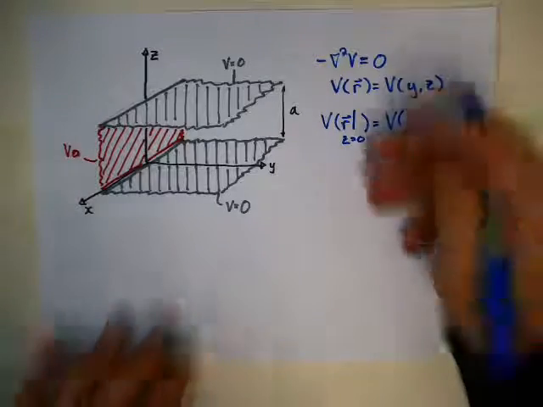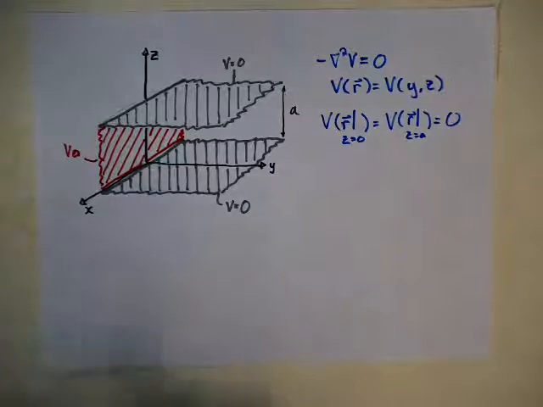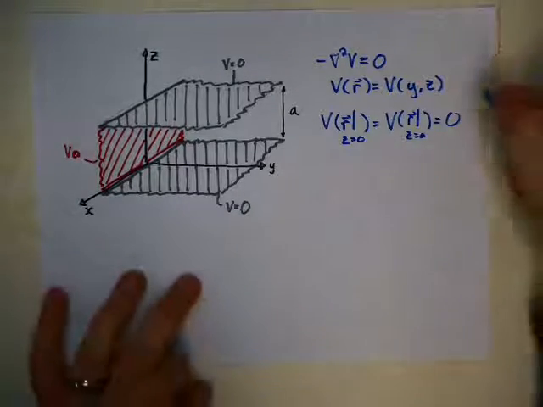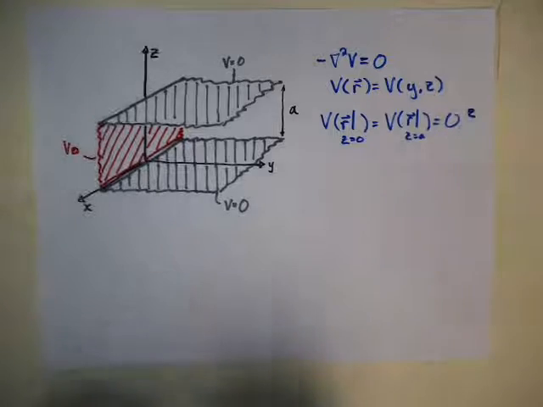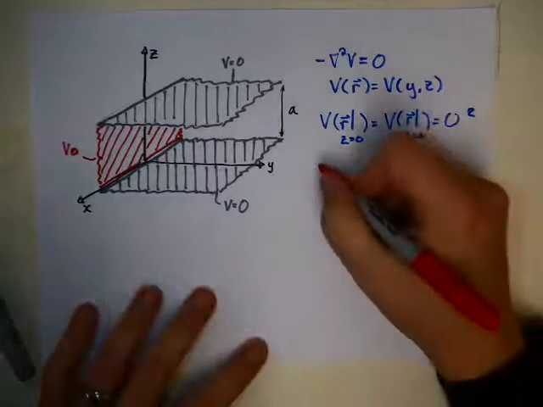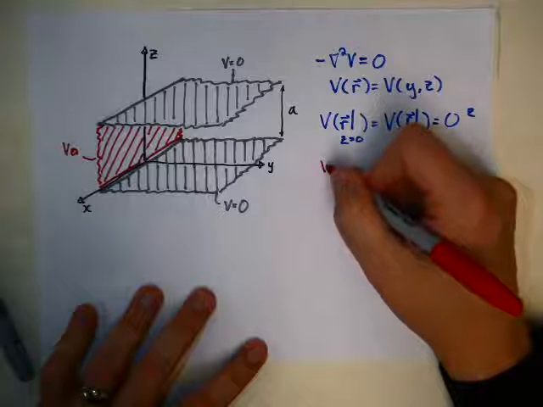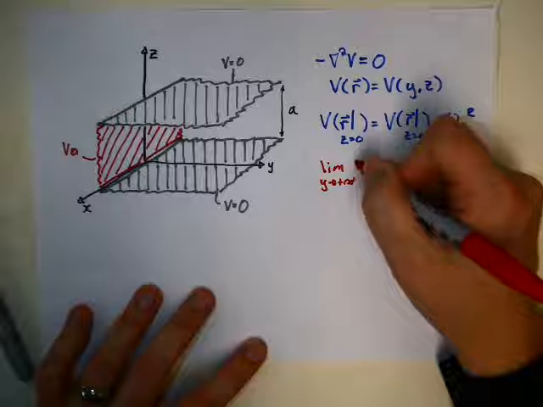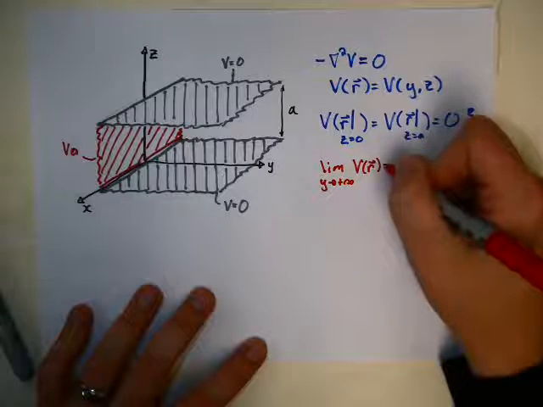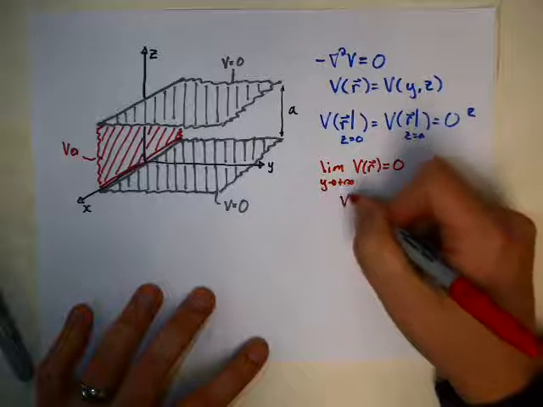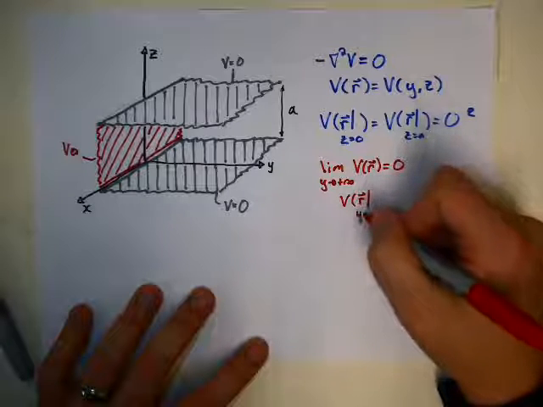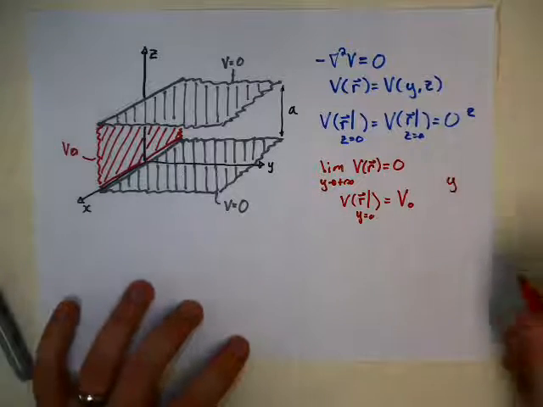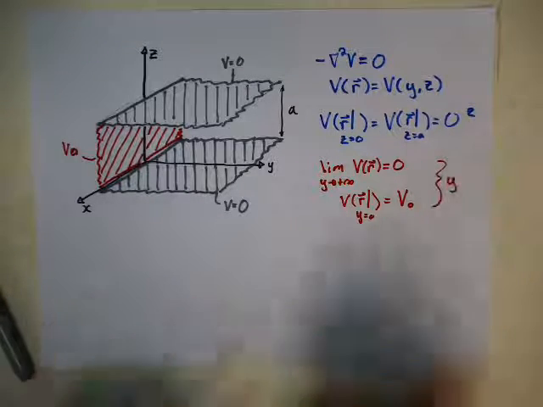These are the boundary conditions in the z direction. You'll notice that both of these are the boundary conditions in the z direction. And then our boundary conditions in the y direction are going to be: the limit as y goes to positive infinity of V of r must be 0, and that V of r at y equals 0 is some non-zero value. These are our y boundary conditions.